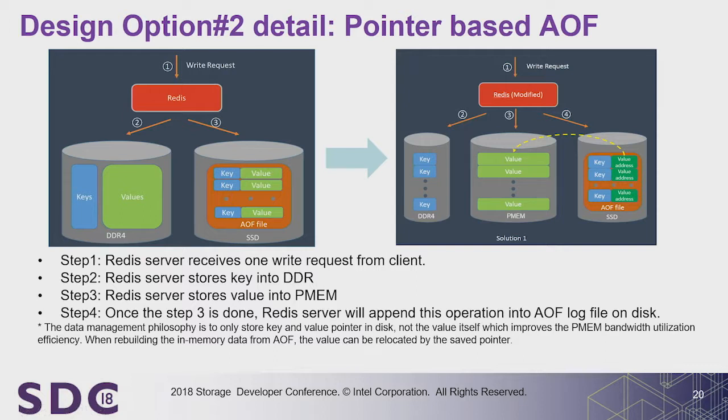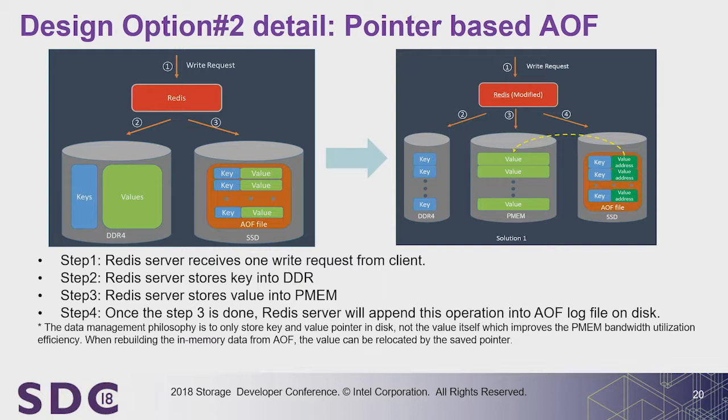Mapping to different steps. In step one, there's a write request from the client side. When the server receives that request, it will store the keys in the DDR, just like we mentioned before, right? And it will store the values in the PMEM to keep the large value in the PMEM itself. And then still keeping the AOF file, but just keeping the very minimal value address in the AOF file. So the AOF file compared to the previous one is quite small, right? It doesn't store the real value, but just stores the pointer address of the PMEM value.